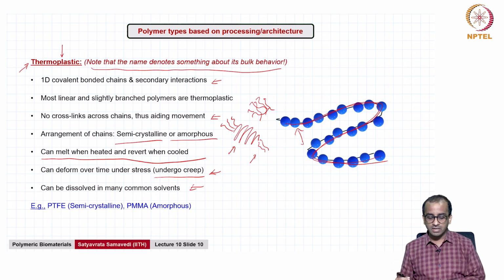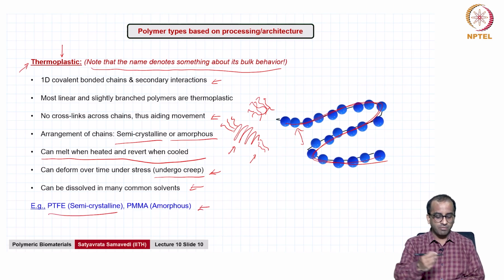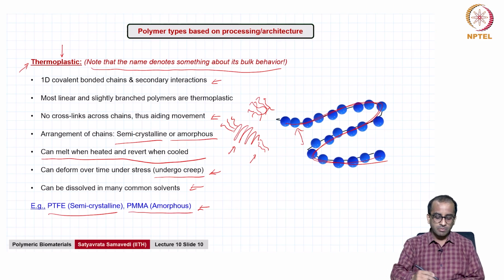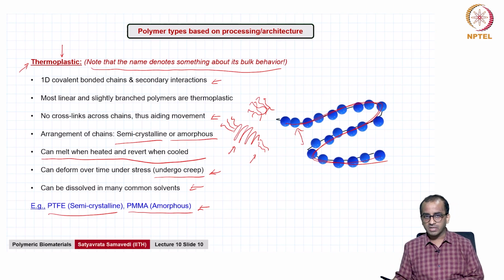Now you can relate some of the polymers that we have seen so far, and think about whether they would fall under this class. I am just giving you two examples of thermoplastics. One is PTFE, polytetrafluoroethylene, which is a semicrystalline thermoplastic, and PMMA, which is an amorphous thermoplastic, both of which are used in clinical applications, as we have seen already. But then I would encourage you to think about the other polymers we have looked at and see if you can classify them as a thermoplastic or not.